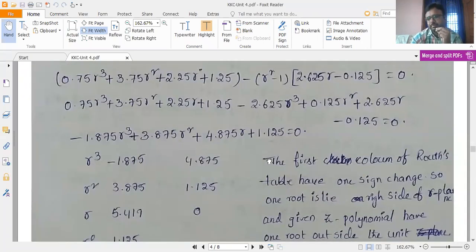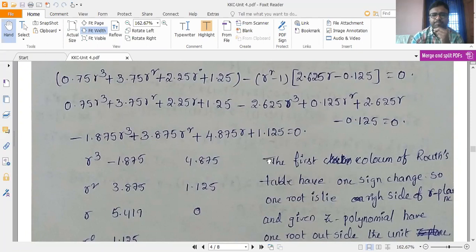Okay. So in this way, we are going to estimate the stability of the system. Once again, the characteristic equation will be given in the z plane. You have to convert the z plane into the r plane with the transformation z equal to r plus 1 divided by r minus 1. After that, you have to frame the RH criteria table, and based upon that table, you have to determine the stability of the system.